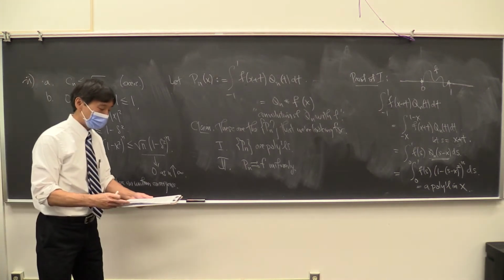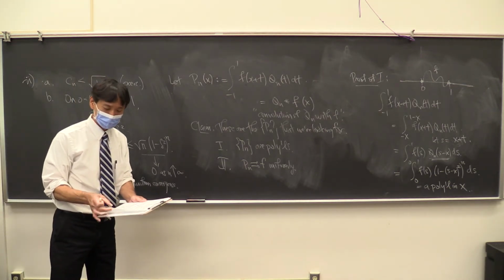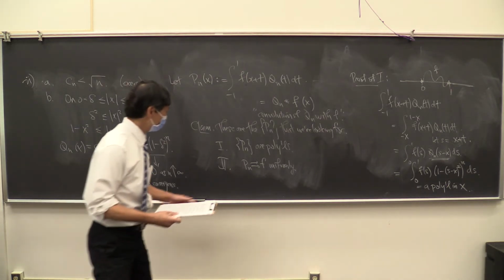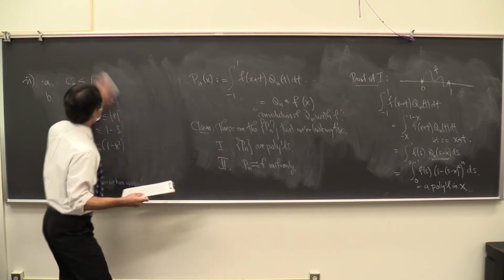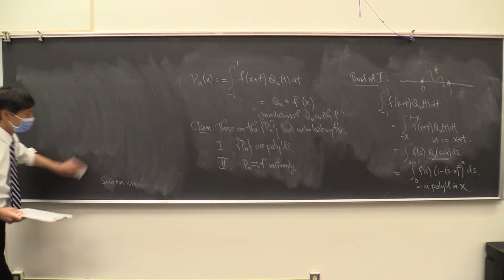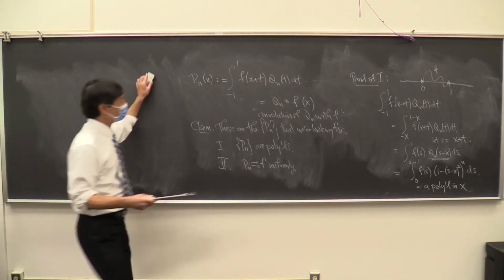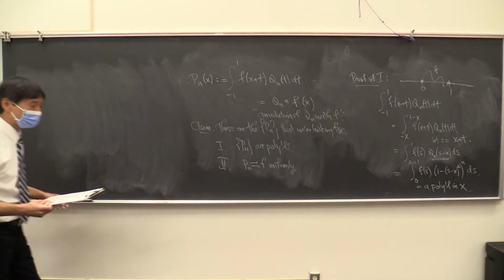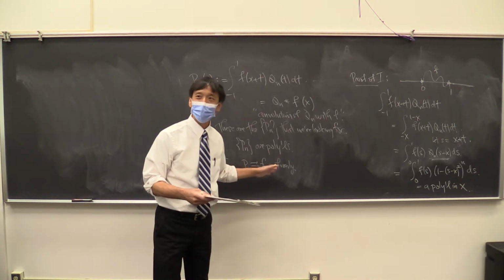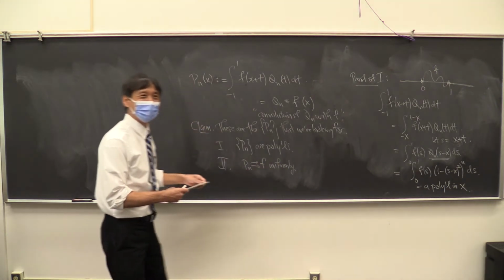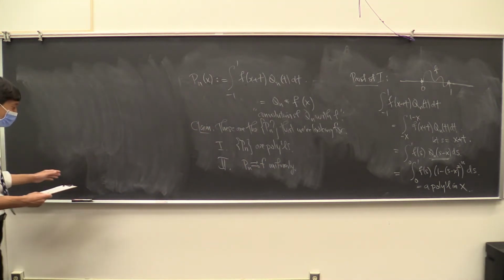Okay, so now we get to the cool part. I think it's cool. So it is cool. Okay, now we get to the cool part. Okay, so we want to see that this thing converges to f uniformly. It's not that cool, but it's pretty cool.